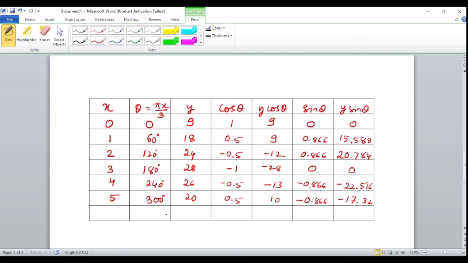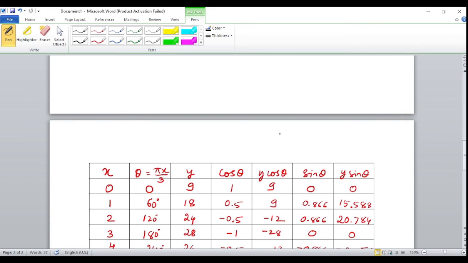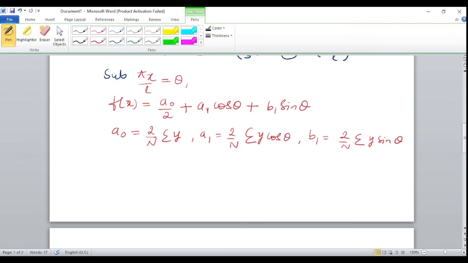Now let us add. On adding, the summation of y you will get 125. The summation of y cos theta you will get minus 25. The summation of y sin theta you will get minus 3.464.